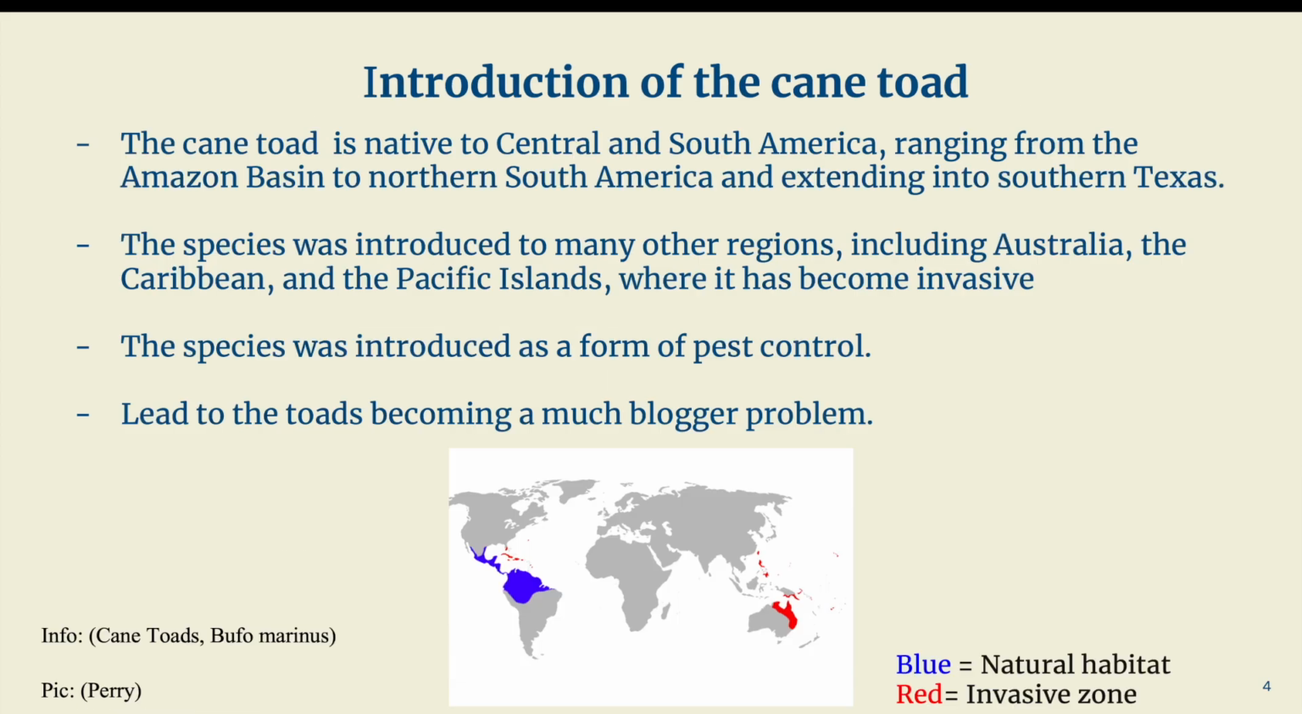The cane toad is native to Central and South America, ranging from the Amazon basin all the way into southern Texas. However, it was introduced to other regions such as Australia, the Caribbean, and the Pacific Islands in the early 1930s. Scientists brought them in as a form of biological pest control, hoping they would eat beetles and insects that were damaging sugarcane crops. Unfortunately, instead of solving the pest problem, the cane toads became a much larger problem themselves.